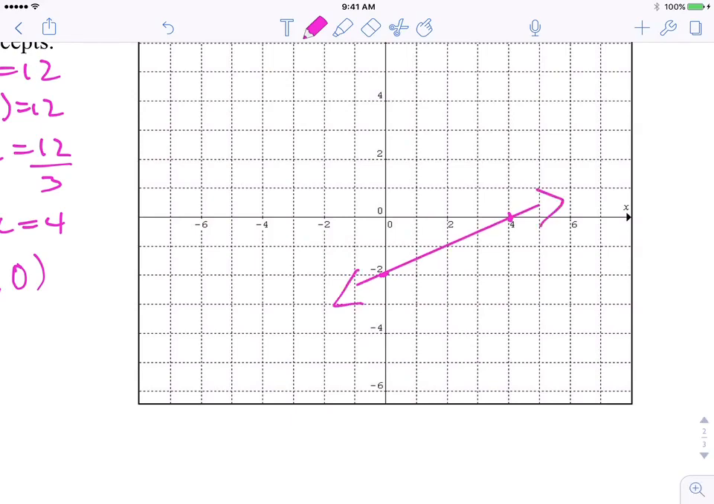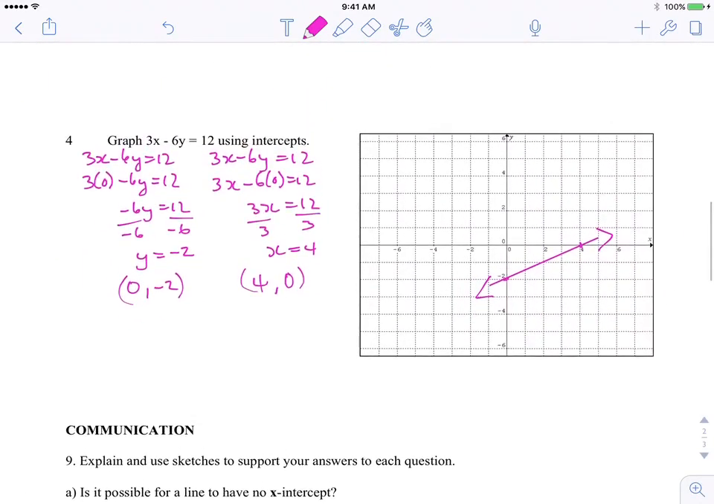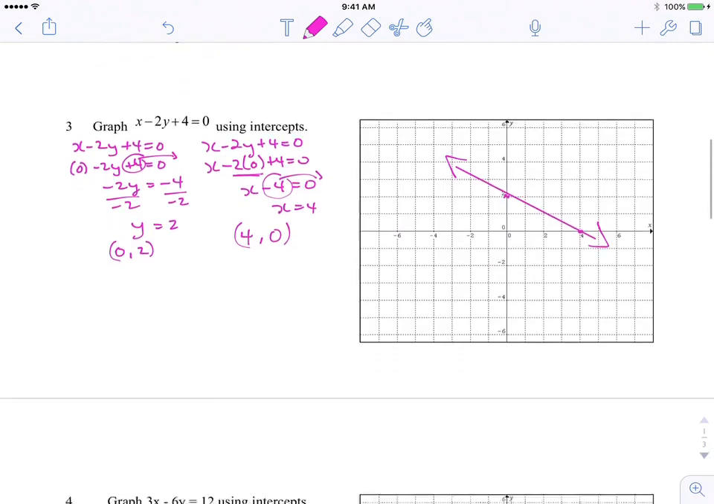There we go. And there's our line. Hopefully you got the same one. Let's scroll that. There's that one as well.